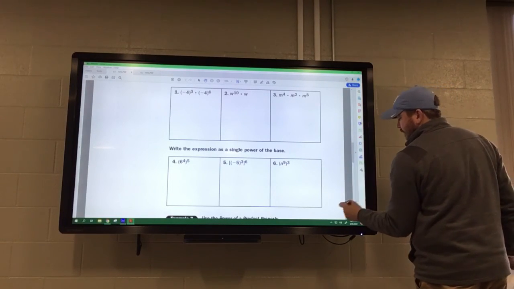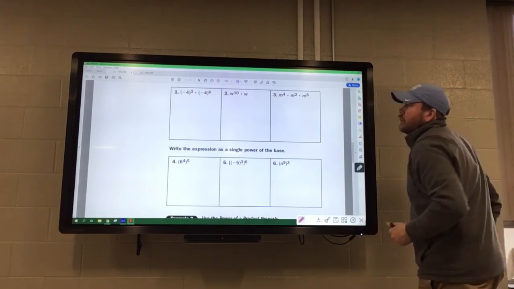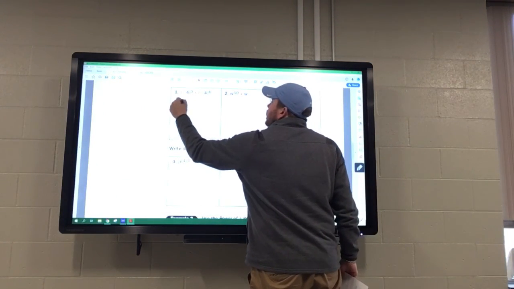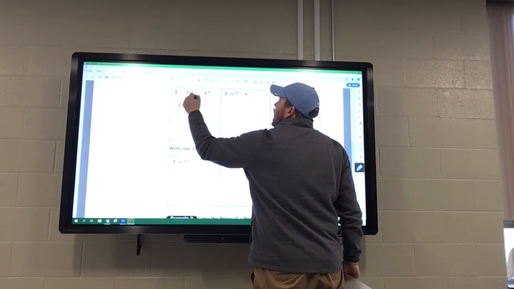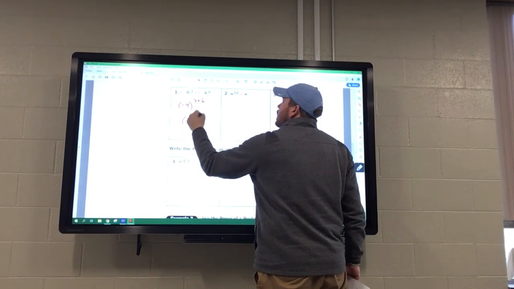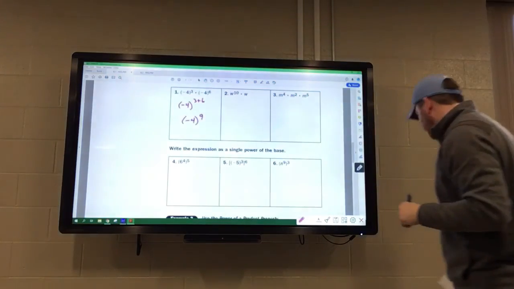Number 1. All right, here we are multiplying two powers with the same base. So I keep my base and I add my exponents. So I end up with negative 4 to the 9th power.